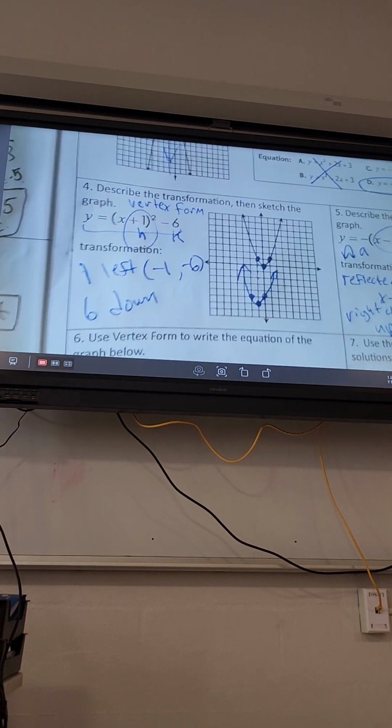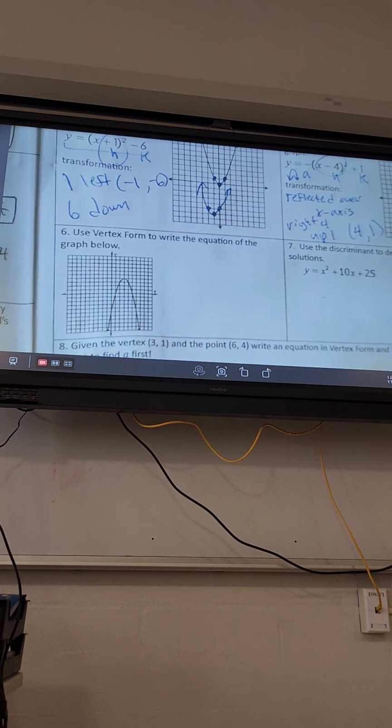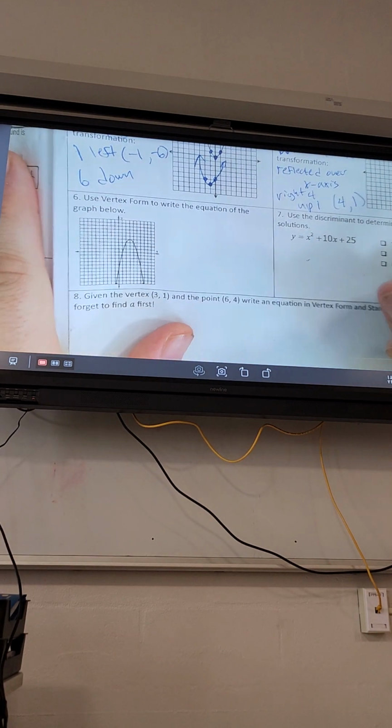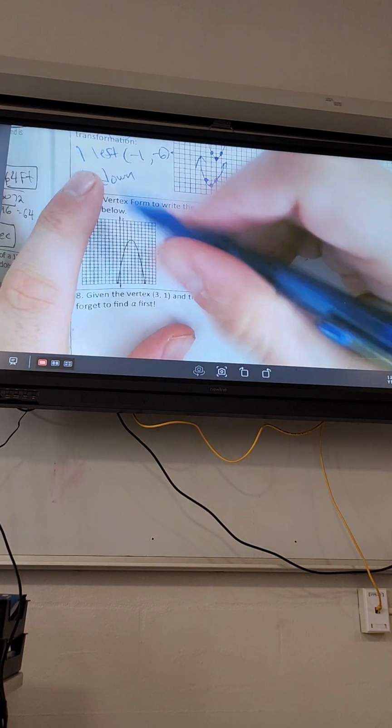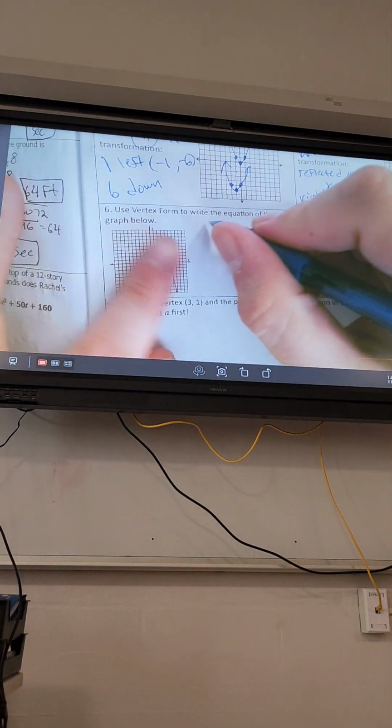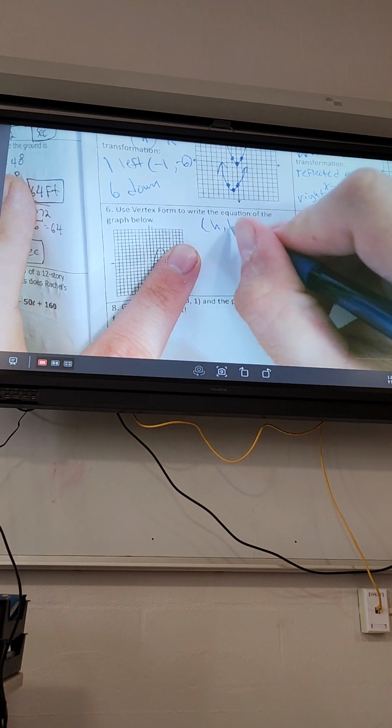Next question, number 6. Use vertex form to write the equation of the graph below. Okay, so lots going on here. We have a graph, right? So it's obviously really, really small. So let's find that vertex. Who can tell me where the vertex is? HK, right? Where's the vertex?